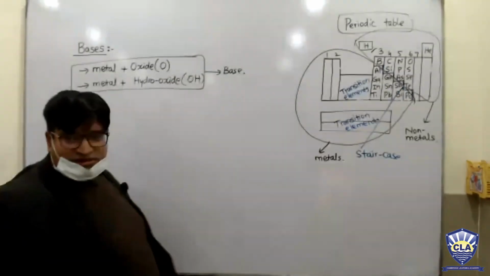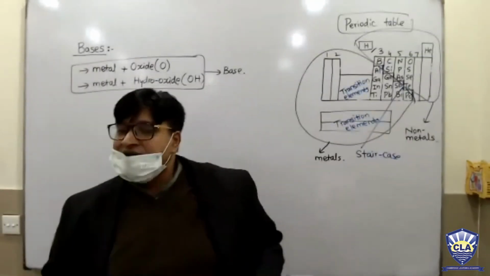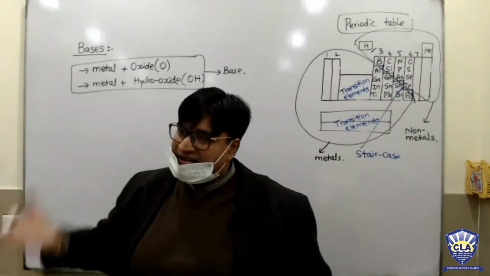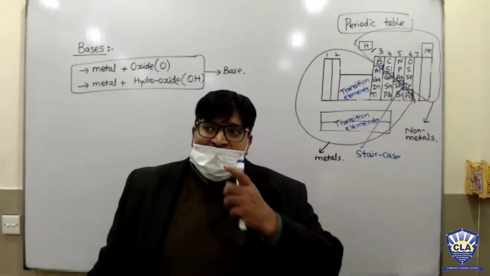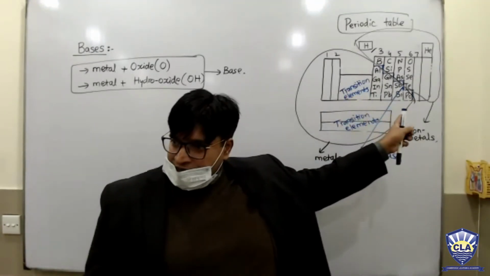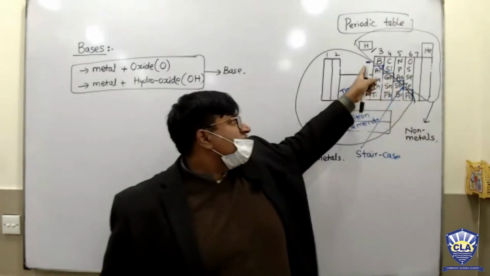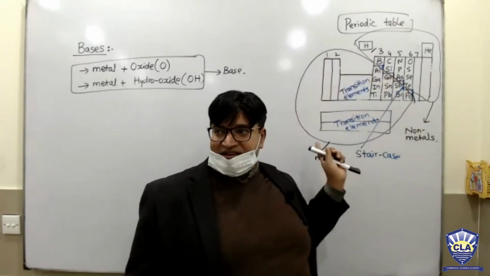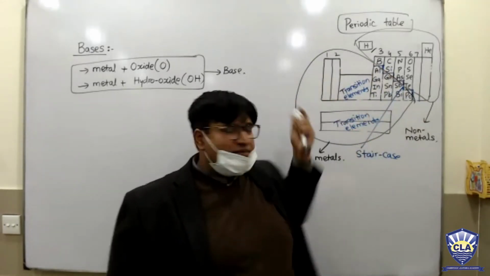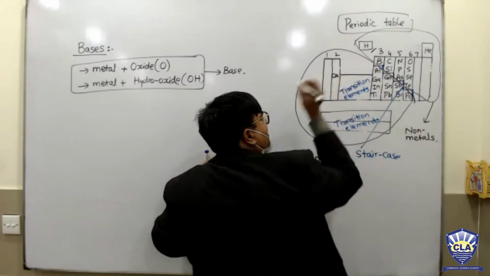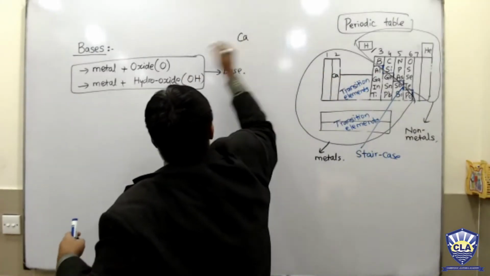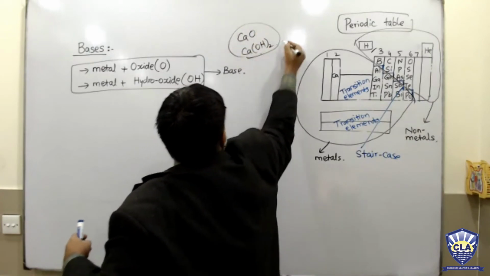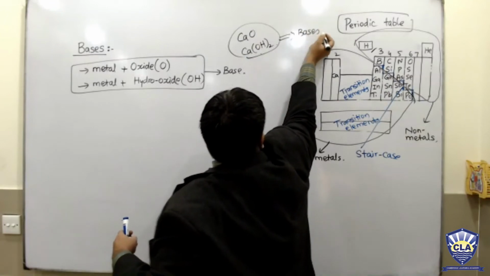You got it? So if you want to define the base, bases are actually metal oxides and metal hydroxides, and what the things are metal, in papers the periodic table is provided to you. So what should you do? You just draw a staircase on it. All the elements present under the staircase are metals. Take any of the elements. Let's suppose here one element is present, calcium. If I join calcium with oxygen, or I join calcium with OH, both of these things are bases. You got it?